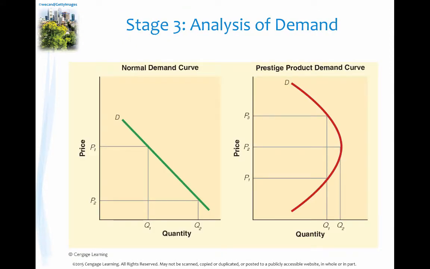Stage 3. An organization must determine the demand for its product. The classic demand curve is a graph of the quantity of products expected to be sold at various prices if other factors hold constant. However, for prestige products, there is a direct positive relationship between price and quantity demanded.